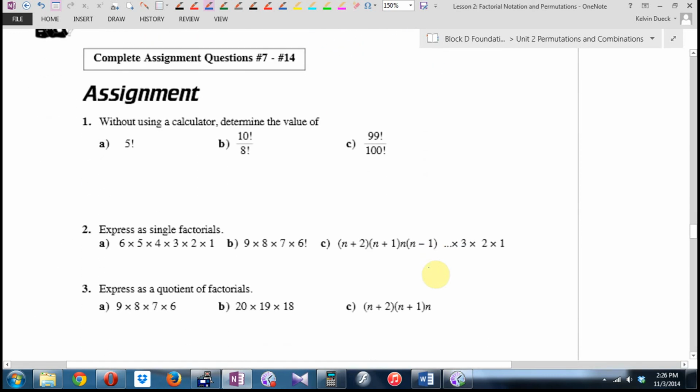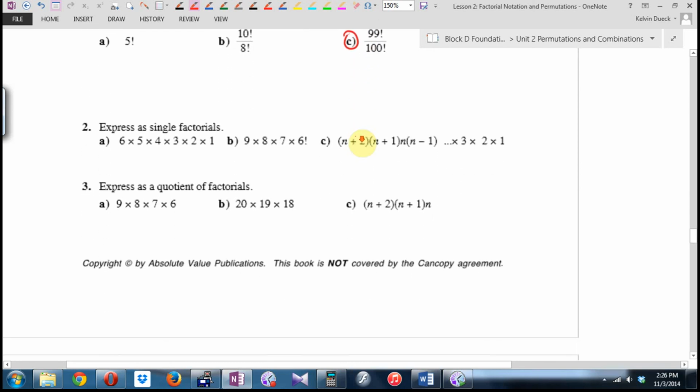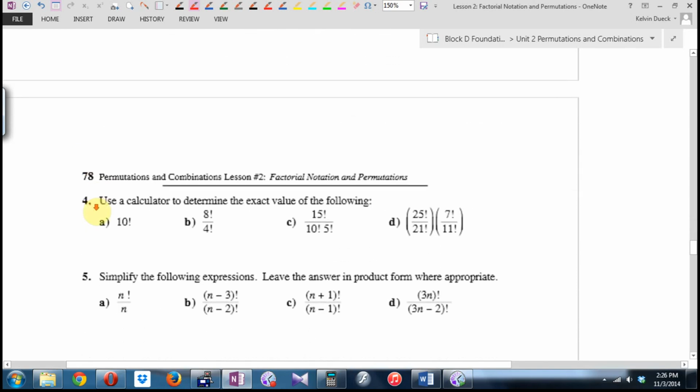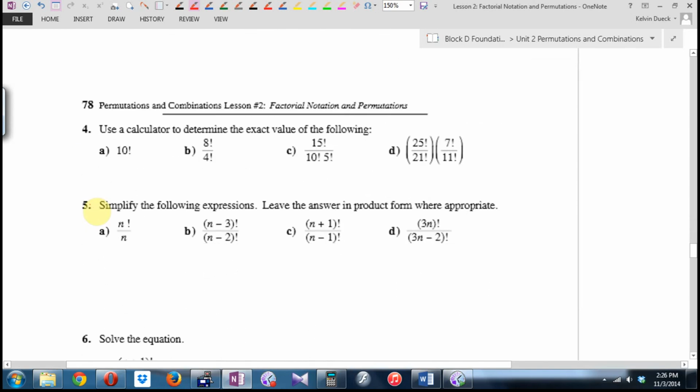What's your homework? I'm going to throw a lot at you. I'm going to give you about 15 minutes on Wednesday to work on some of this too. Okay? 1C. 1C. You can't do that on your calculator. 99 factorial will cause it to crash. So you have to think about how does it simplify. 3. 4C, 4D.